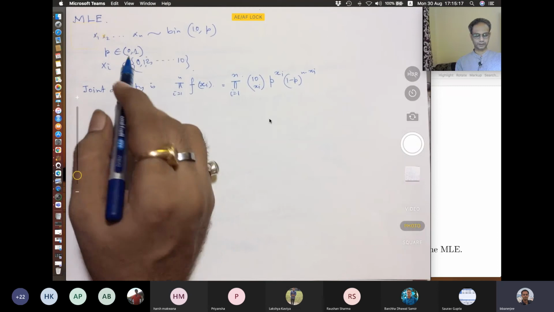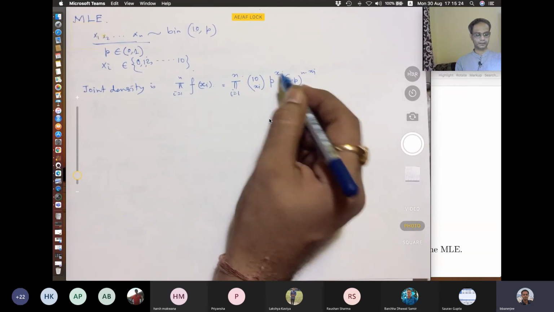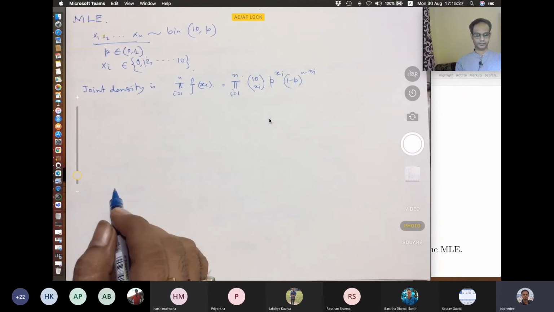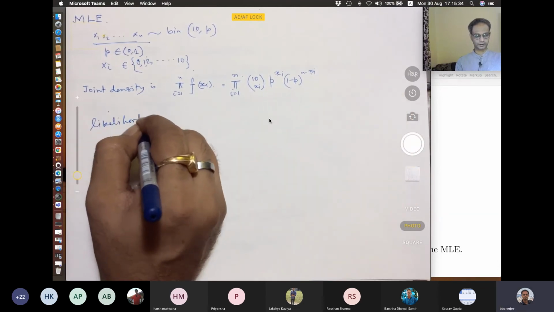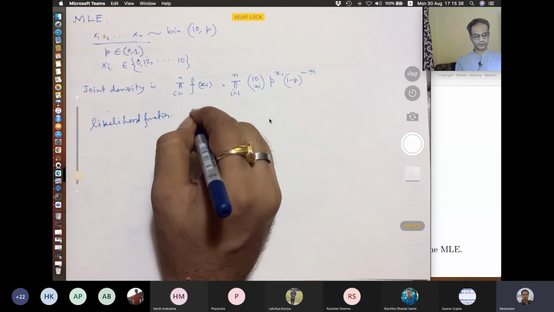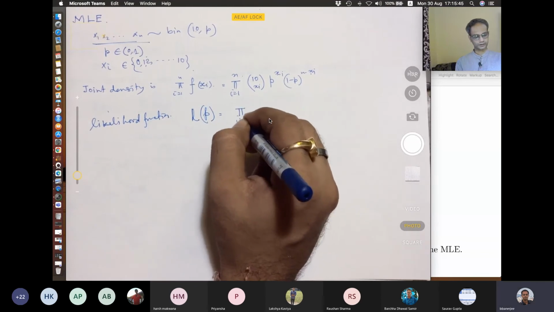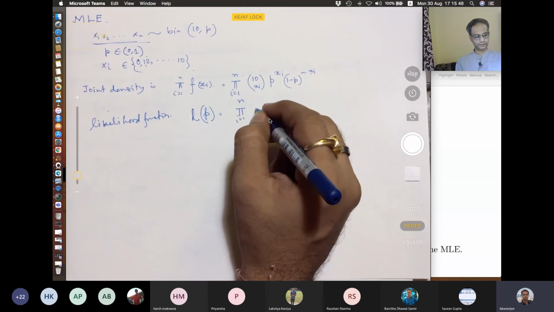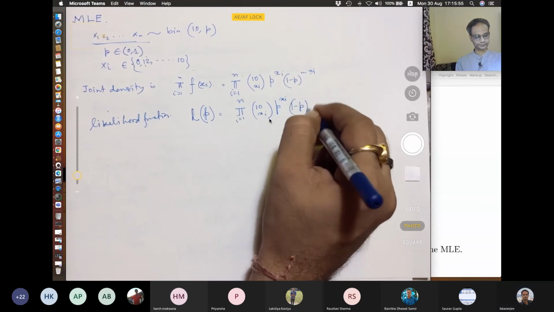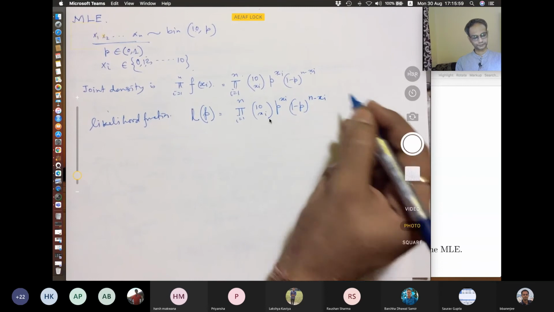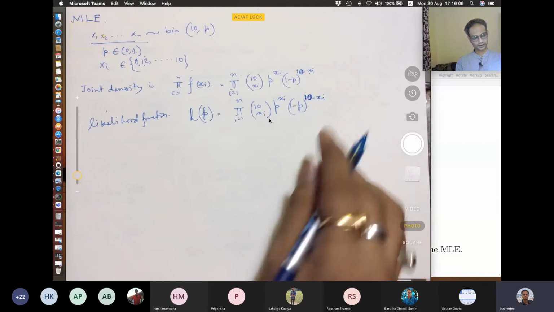Now suppose that the numerical values are known. So when the numerical values are known, you can plug in the numerical values for each of the xi's. So the likelihood function is say L(p), which is also the same function, but p is assumed to be unknown here, or p is the variable of this function. Sorry, this will be 10 minus x.